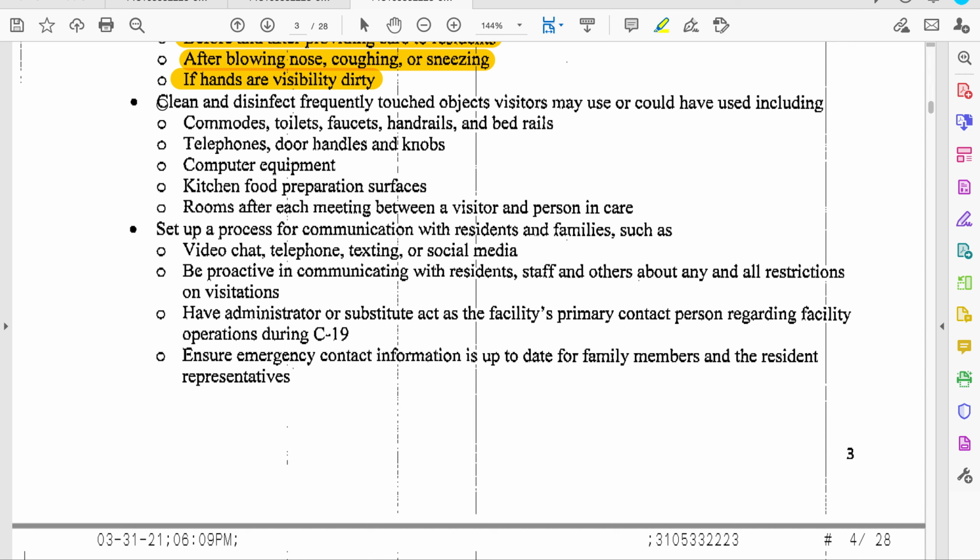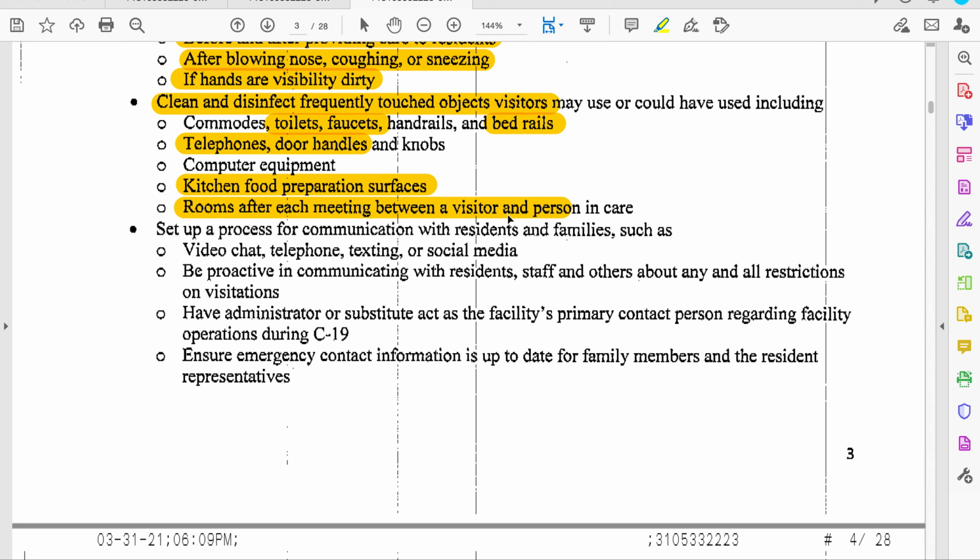We have to clean and disinfect frequently touched objects visitors may use. Some of those would be toilets, faucets, bed rails. We have to disinfect telephones and door handles. We have to disinfect kitchen food preparation surfaces. And most importantly, we have to disinfect the rooms after each meeting between a visitor and person in care.